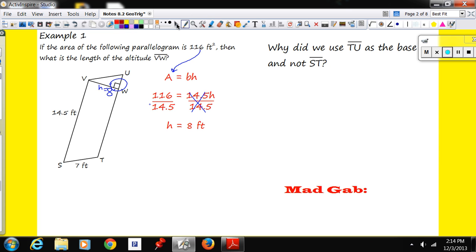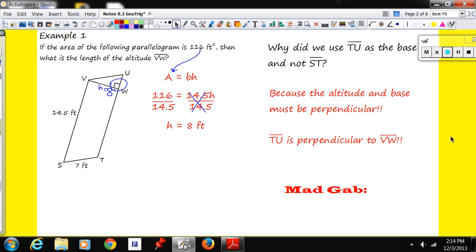A base and a height must be perpendicular. An altitude and a base have to be perpendicular. The altitude VW is not perpendicular to ST. It's not the base. Only the base and the height have to be perpendicular. TU is what's perpendicular to VW, not ST.